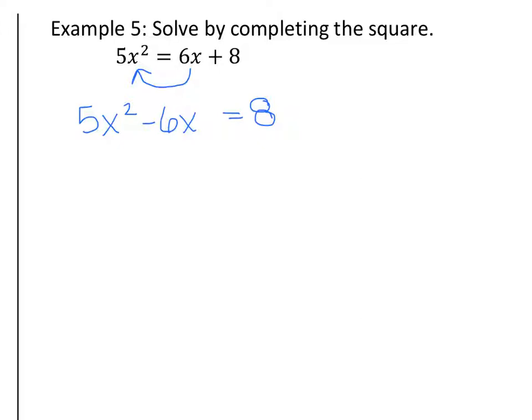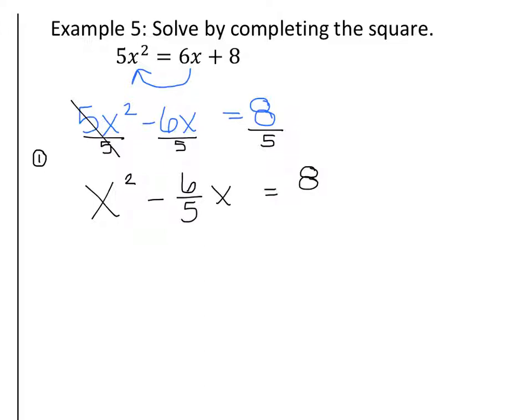And then for our step 1, Alyssa, how are we going to make the a equal 1? Divide all terms by a. What does a equal right here? 5. So we need to divide everything by 5. The 5's cancel, and we get x squared minus 6 over 5x equals 8 over 5. I told you this one is not very pretty.